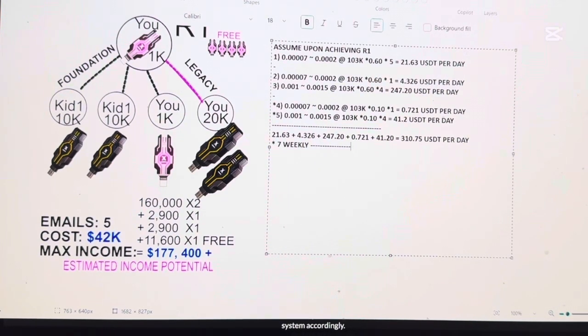So 2,175.25 times 30. You're looking at about 9,300. Almost 10,000. That's what I'm saying. When you have 40K, at least you're looking at about 10,000 a month. But that's at 310.75 in USDT. Times 30 is 9,322.5.